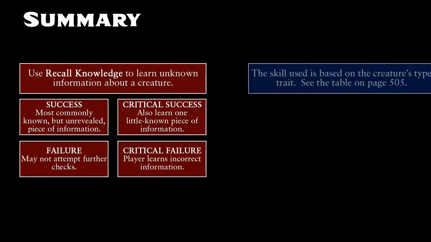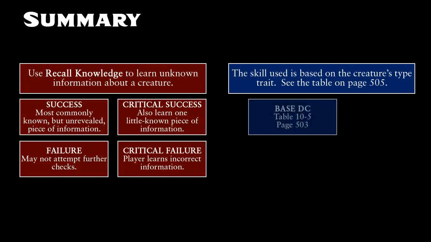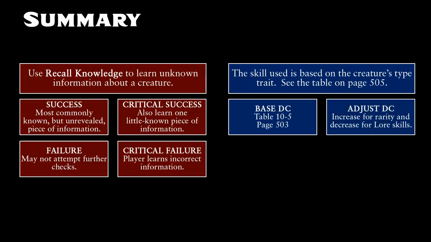The skill that is used for these checks is primarily based on the target's type trait as per the table on page 505 of the core rules, but may be substituted for a different skill, possibly with a different DC at the GM's discretion. The DC for the check is based on the creature's level per table 10.5 found on page 503 and further modified by its rarity. Also, when using a lore skill instead of one of the general knowledge skills, the DC should be reduced by either 2 or 5, making it either an easy or very easy difficulty check.